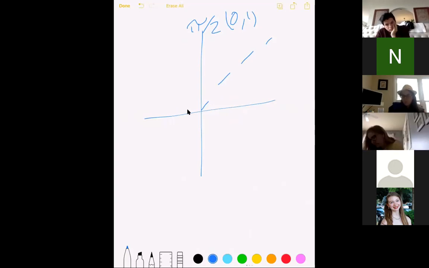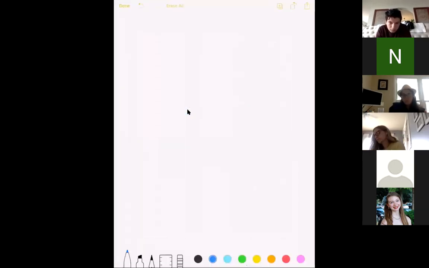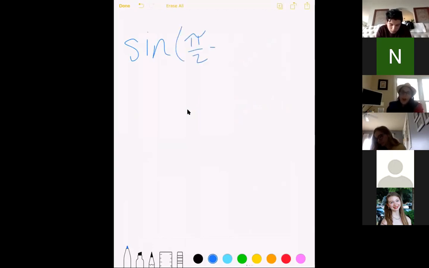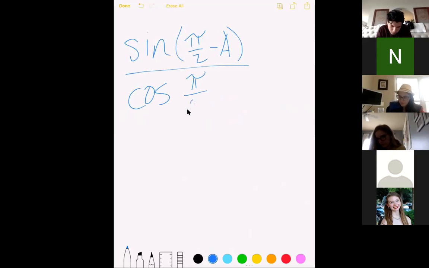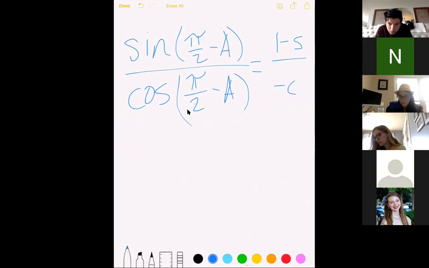And then they want you to show that tangent is this. So I would start by redefining tangent as sine over cosine. So I could have sine of pi over 2 minus a over cosine of pi over 2 minus a. Which we just said was 1 minus s over negative c, right? I think.